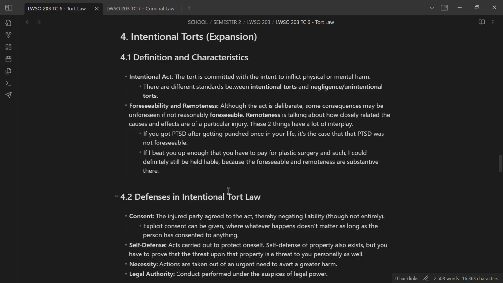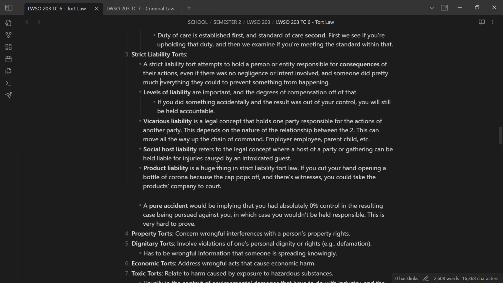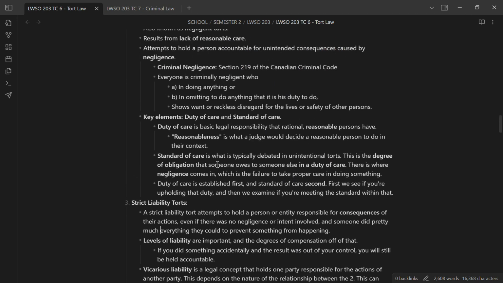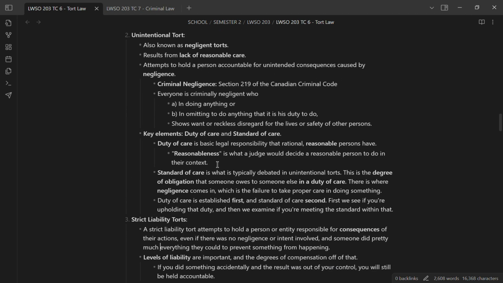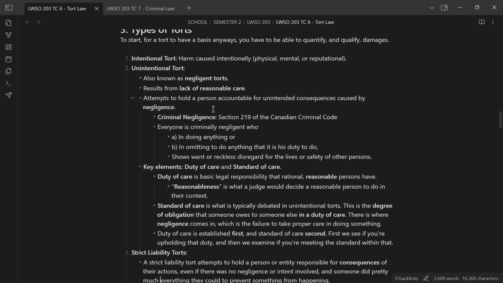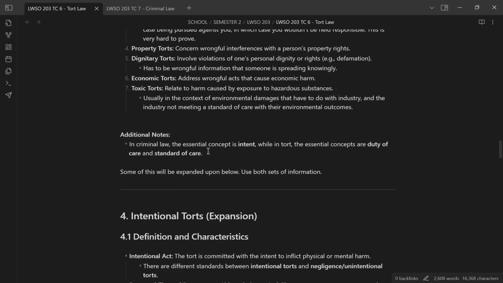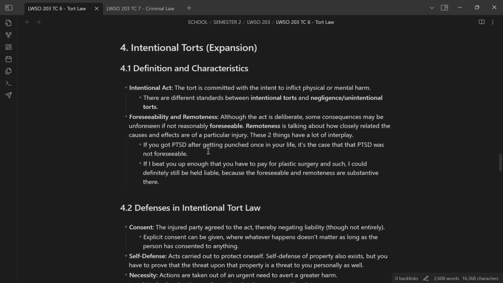And we'll talk more about that through foreseeability and remoteness. But again, the standard with negligent or unintentional torts is more around levels of liability, that's a strict liability. The standard with intentional tort is about proving intent for harm caused, and with unintentional torts, it's about proving negligence, duty and standard of care, reasonableness, etc.